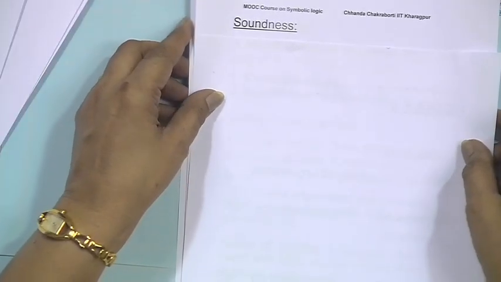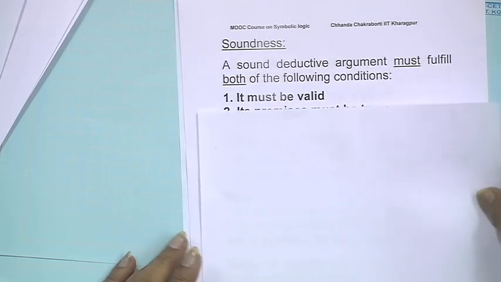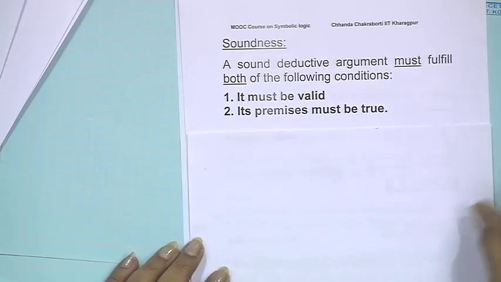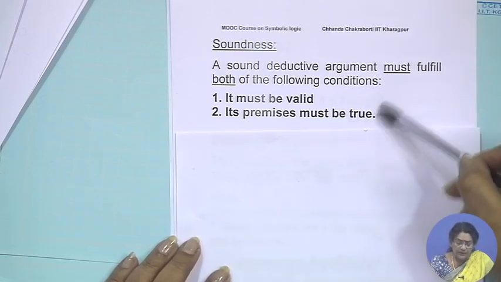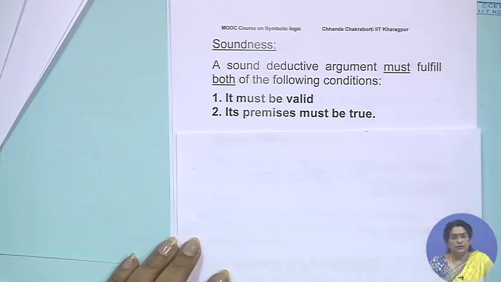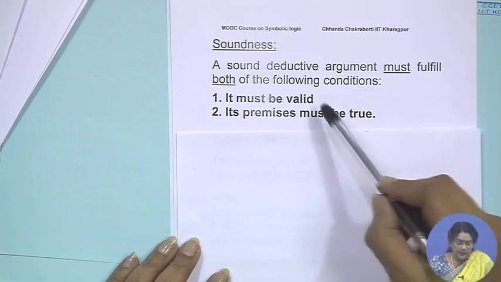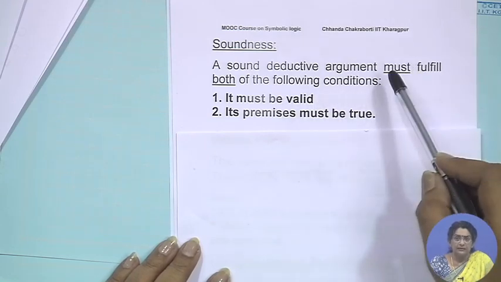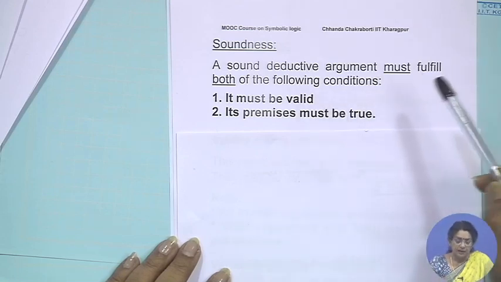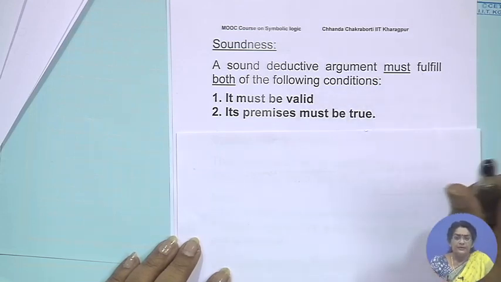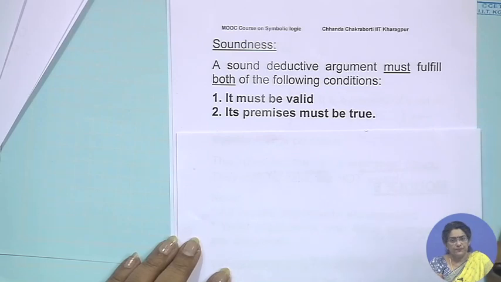All right. So, what is soundness? Soundness for deductive arguments requires that a deductive argument must fulfill both of these conditions. So, it is a joint condition satisfaction. First of all, the argument has to be valid in the way we have described it. So, first it has to be valid, and then the premises must be true.